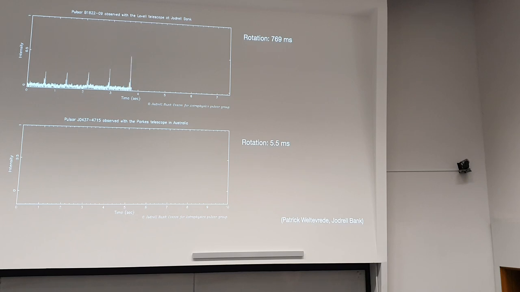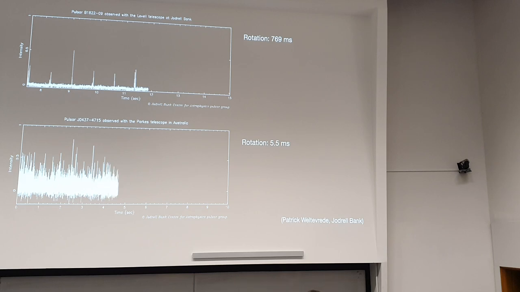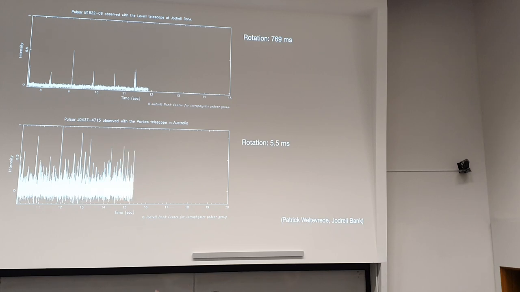Here's one called 1822. So it's just short of a 0.8 second period. And then a very fast one, 0437. So that's 5.5 milliseconds, so something like 180 hertz probably. At that sort of frequency, it becomes an audible frequency, and you don't hear each beat. Obviously, when I do pulsar research, I don't convert everything into sound, because that's very annoying. But you can if you want.